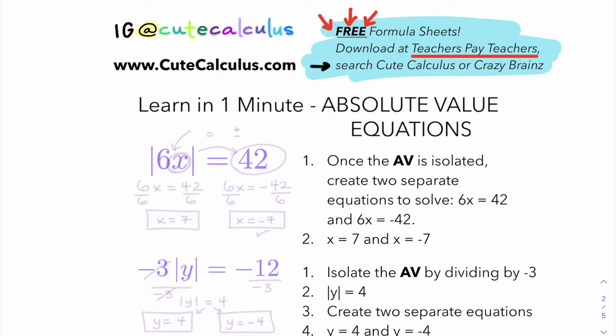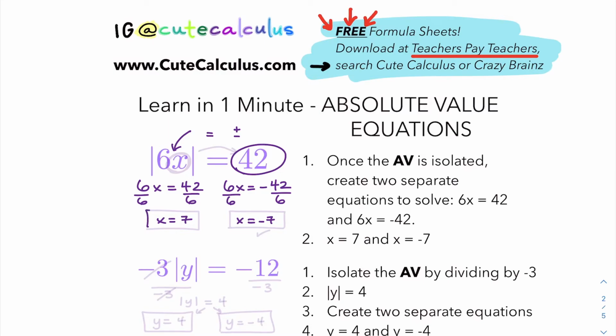The second key thing to know is that you'll always be creating two separate equations once you have the absolute value isolated. It'll always be whatever is in here equals the plus and minus version of the other side of the equal sign. Then we just complete solving by dividing by 6 on both sides. So we'll get x equals 7 and x equals -7.